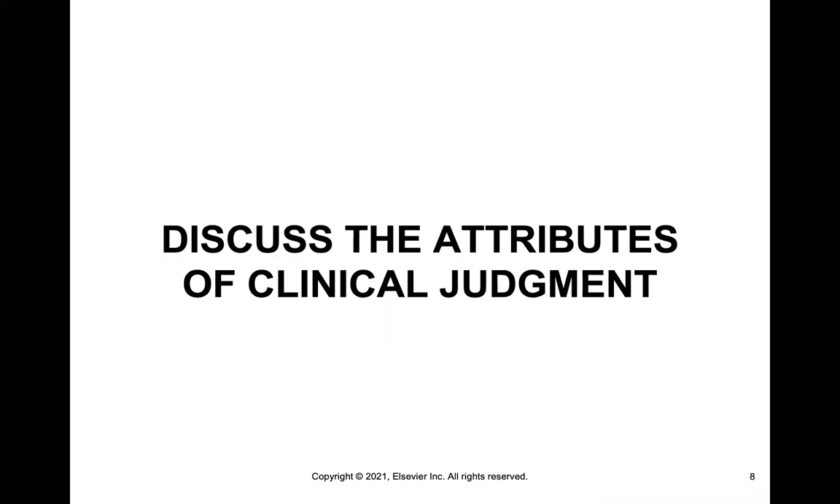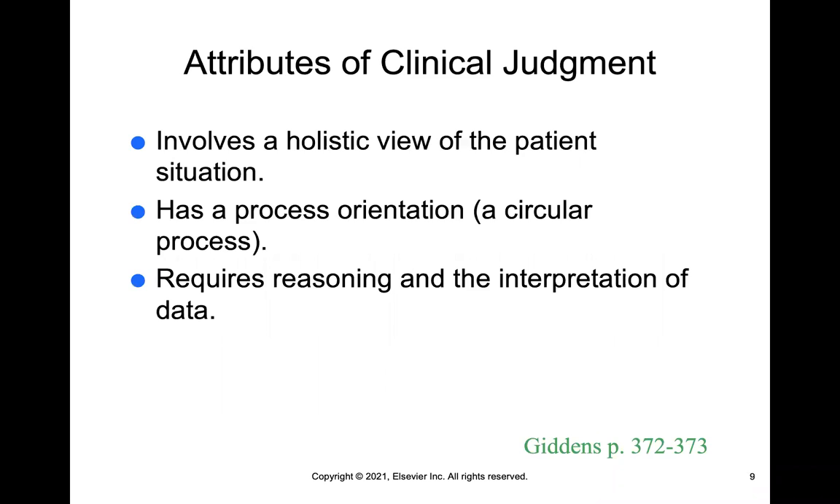So what are the attributes of clinical judgment? Well, attributes of clinical judgment include involving a holistic view of the patient situation. Again, taking in all the variables: the family members, the access to insurance, the patient's education level, their vital signs, the screaming roommate next door. There are all sorts of different things that play into a specific scenario.